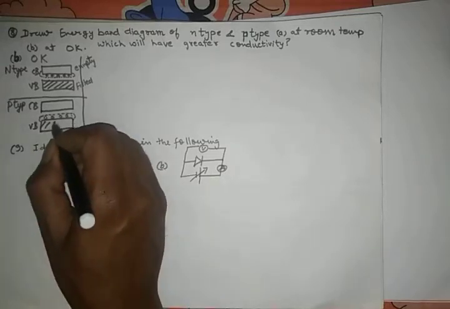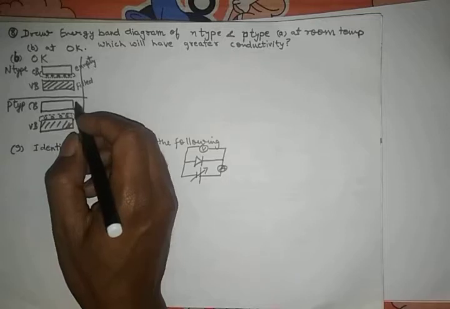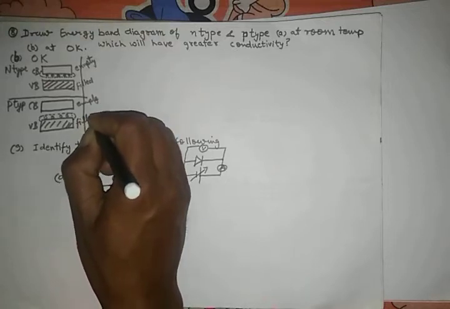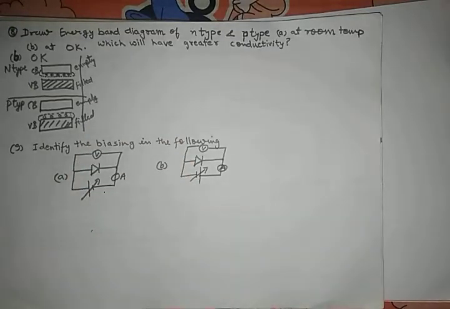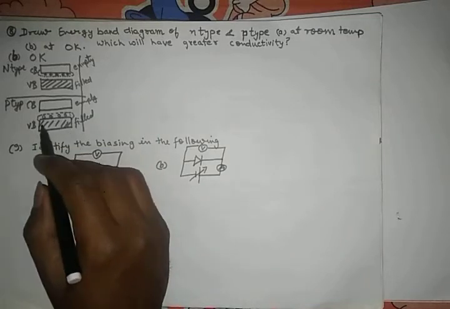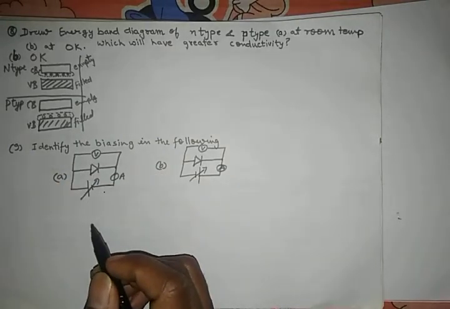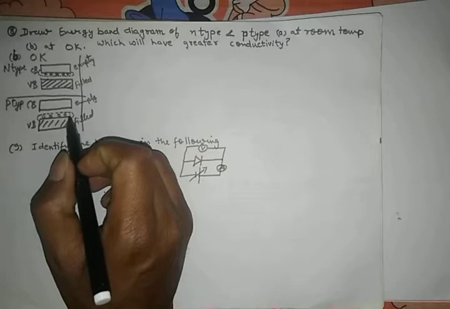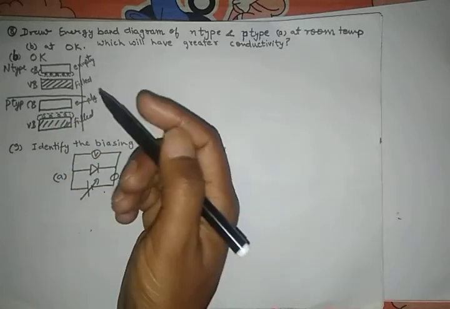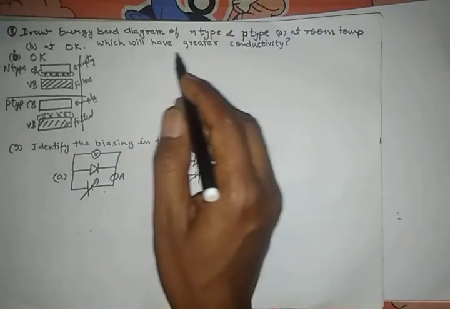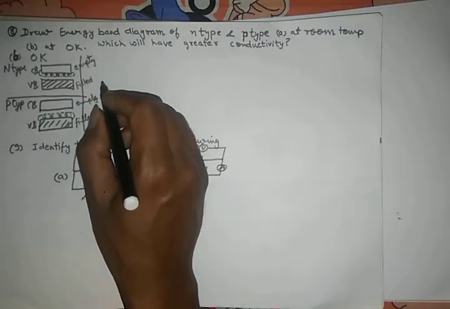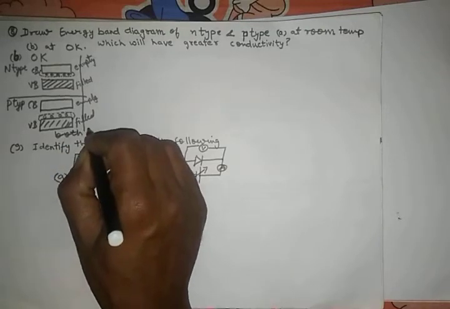So once again, the conduction band is completely empty and the valence band is completely filled. In addition, there is an extra energy level of acceptor impurities. So at 0 Kelvin, both n-type and p-type have zero conductivity. They do not conduct. Now, which will have greater conductivity? At 0 Kelvin, both have zero conductivity.